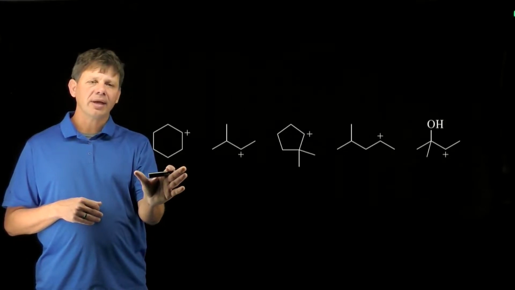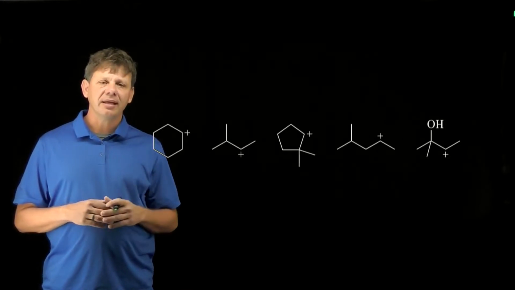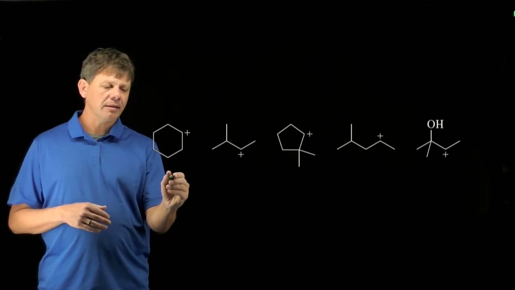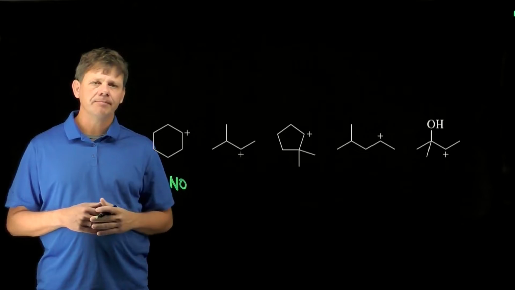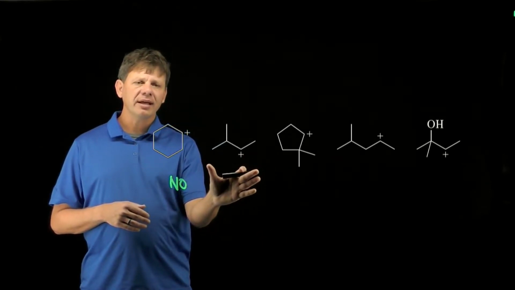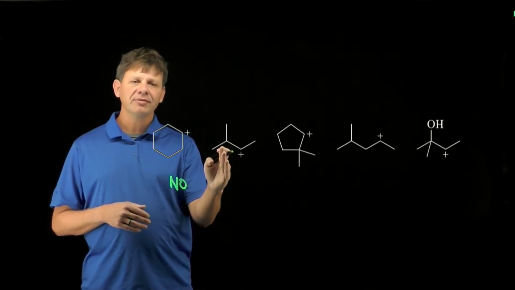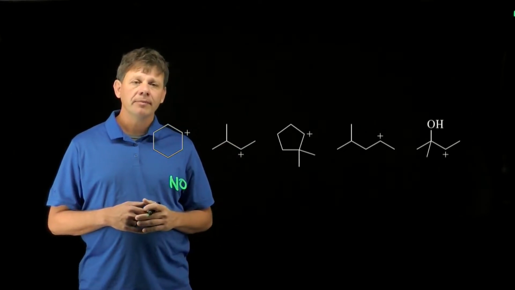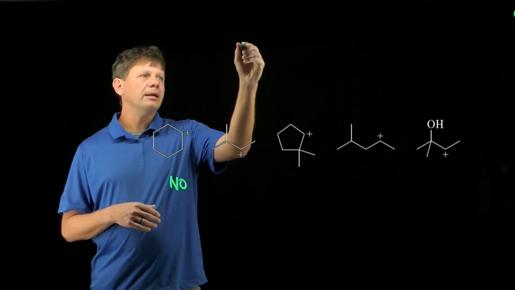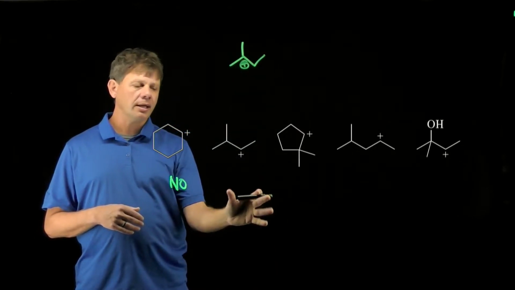It's a secondary carbocation flanked on both sides by secondary carbons. As a result, we do not expect this to rearrange. If we move over to this one, we now have a secondary carbocation. On the right side is a primary carbon, but on the left side is a tertiary carbon. In fact, this one would undergo rearrangement to make this more stable tertiary carbocation.